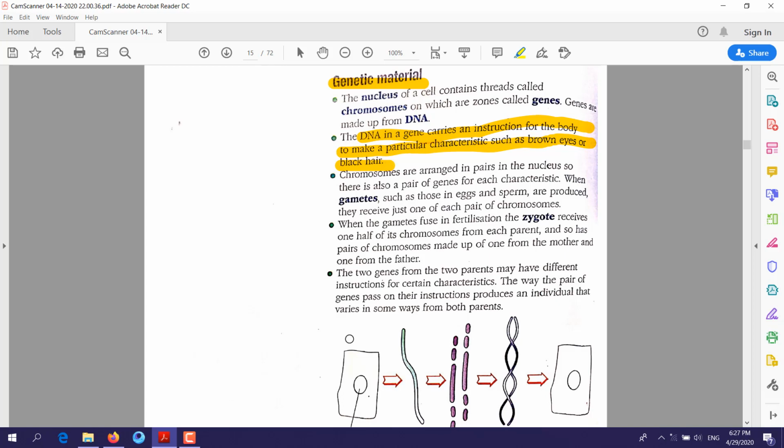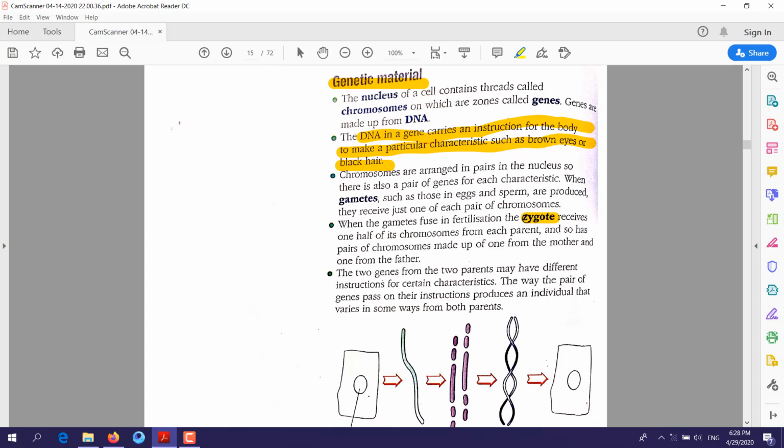Then, how do these traits or characteristics pass to offspring? In fertilization, what will happen? A gamete from the male and another gamete from the female. We call them sperm and egg. When the sperm and egg fuse with each other, they will form the zygote.